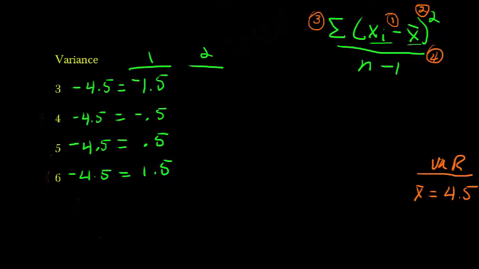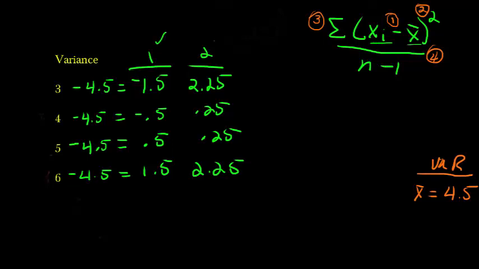Step 2. What is step 2? Well, we square it. If you have a calculator, obviously when you do the negatives and the positives, you're going to get the same number. But for the time being, 1.5 times 1.5 is equal to 2.25. The negatives go away. 0.5 squared is 0.25. This one is also going to be 0.25. And likewise, this is also going to be 2.25.